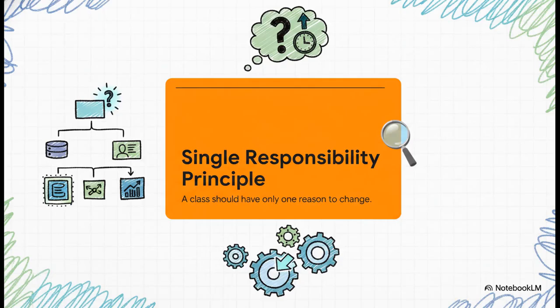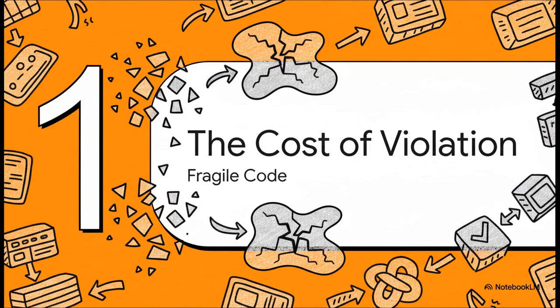And here it is. This is the definition you need to remember. A class should have only one reason to change. See the shift? We're moving away from thinking about what a class does and focusing on why we would ever need to modify it. That right there is the key that unlocks everything. So what happens when we don't follow this? What's the big deal? Well, you end up with code that's fragile, brittle, and a real pain to work with.